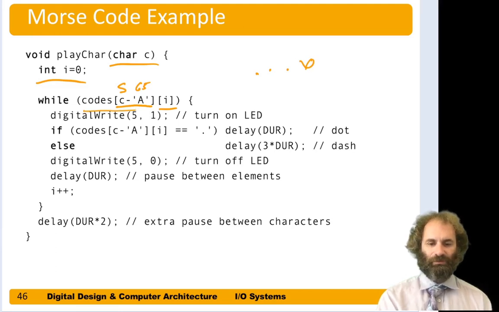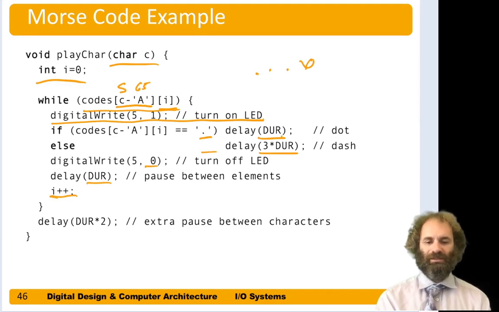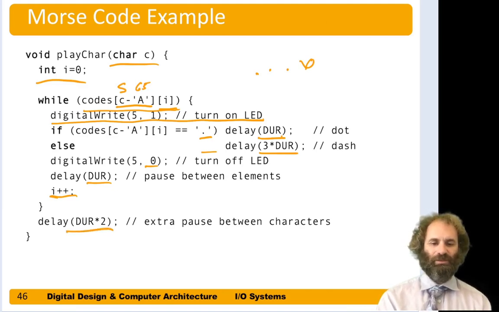So while we haven't reached the null termination, while this character is not 0, then we will pulse. So first we'll turn on the LED, and if it's a dot, we'll wait for duration. We'll wait for 100 milliseconds. If it's otherwise a dash, we'll wait for 300 milliseconds. Then we'll turn off the LED, and we'll wait for another 100 milliseconds, and we'll go on to the next dot or dash in the character until we've played the whole character, and then we'll wait for 200 milliseconds in between characters.